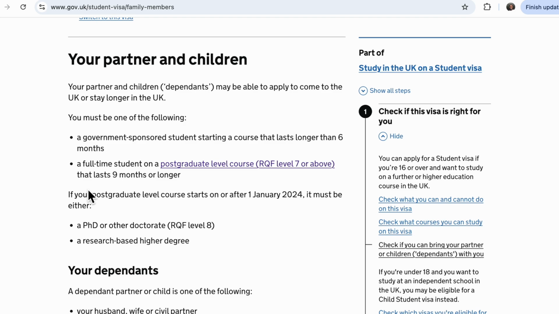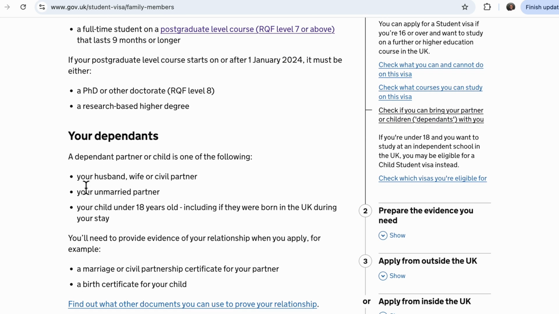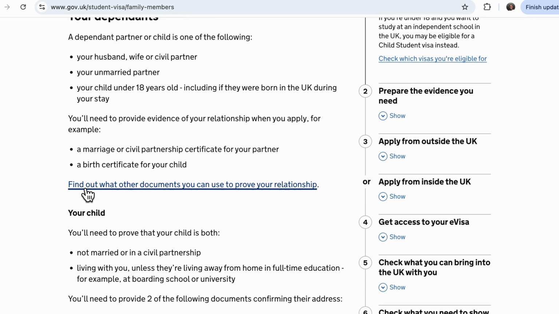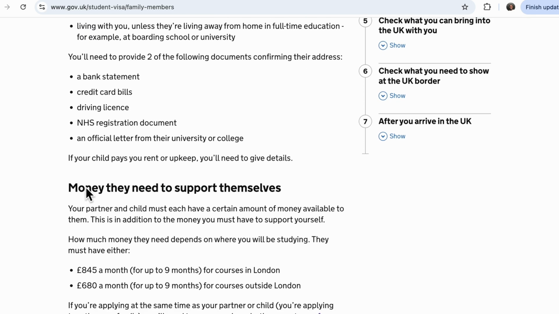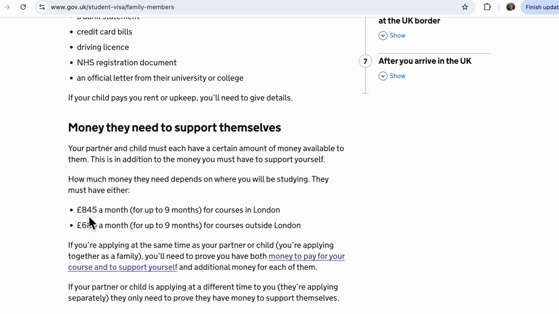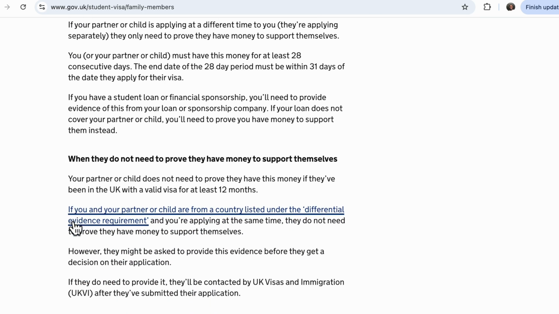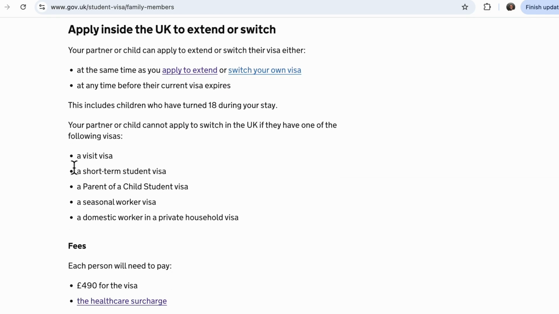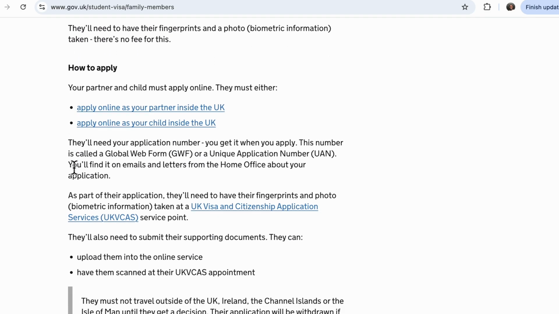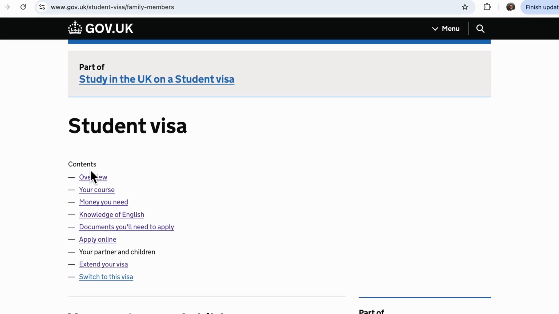I think that's when you can be able to come with your dependents. Aside from that, they may not allow you to come with your dependents. So you can read more here if you want to learn whether you can come with your dependents or not. But these are the amounts and the like, right? So if you're applying outside the UK, and yep. So let's go and see what's left here.